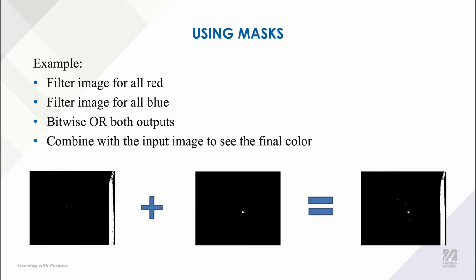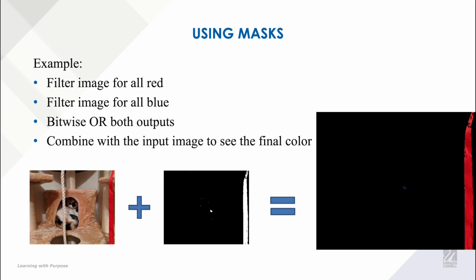We're going to add those two filtered images together so that we end up with a filter on the right here, which is all of the blue and all of the red in one image. And then we're going to combine that with our original input image so that we can see an image here that's only black, blue, or red. So we've done it. Great.